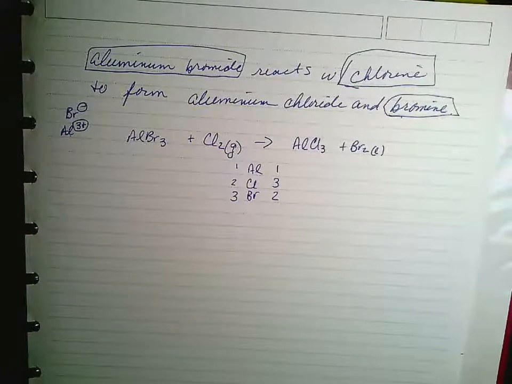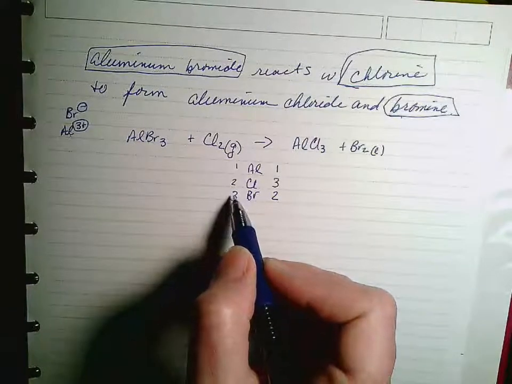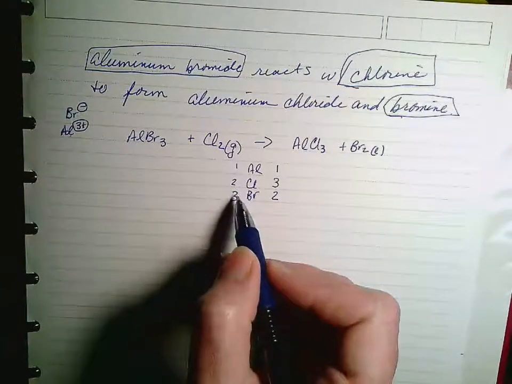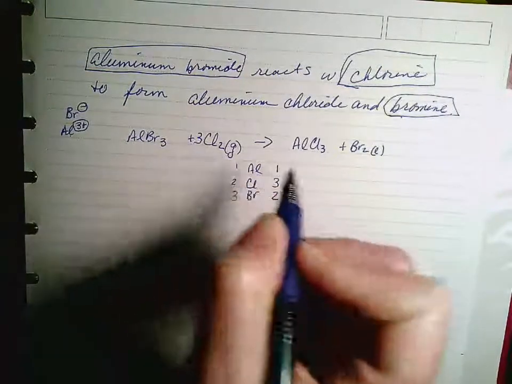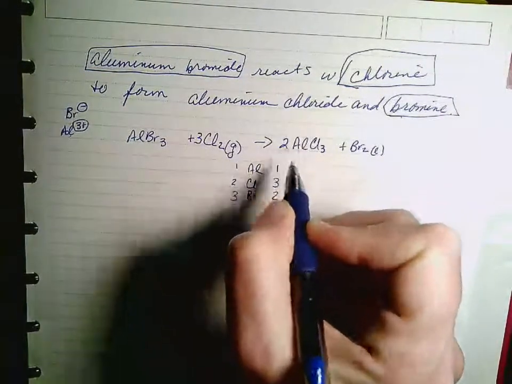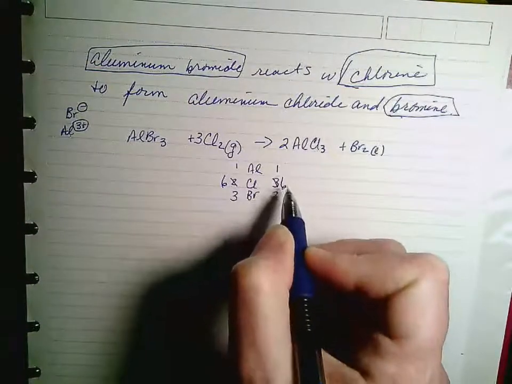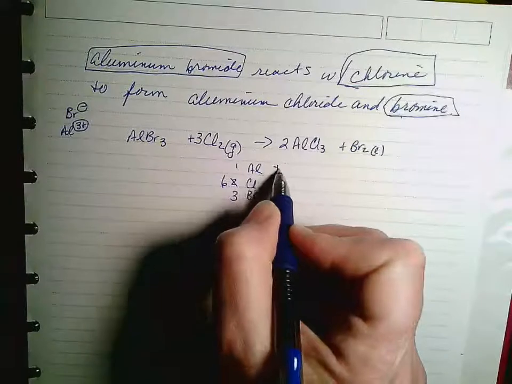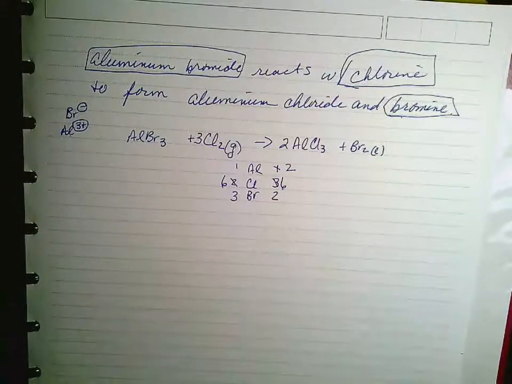I can no longer touch those subscripts. Those are fixed. So now I'm going to use coefficients out in front to balance this. So I can't use 4, I can't use 5. So I'm going to have to go to 6 of chlorine and bromine. So I would need a 3 here and a 2 here. And that's going to change this to 6 and this to 6. But it also changes the aluminums here to 2. But I think that's going to work out okay.